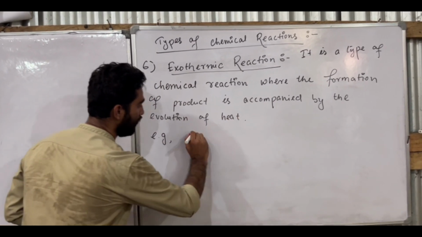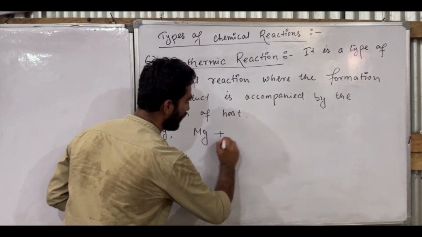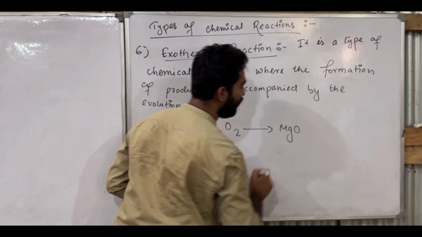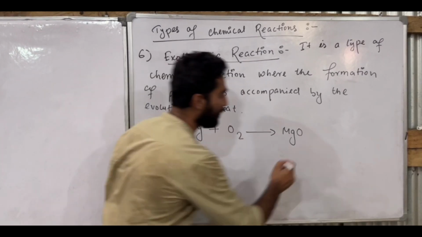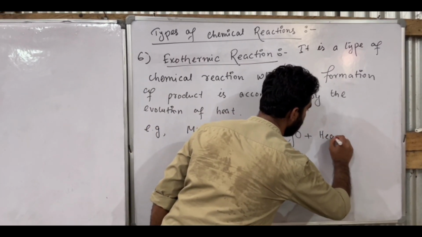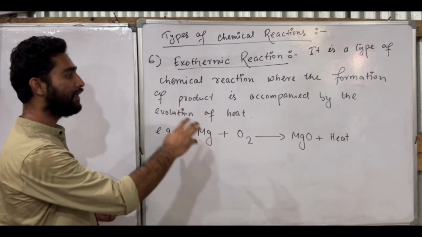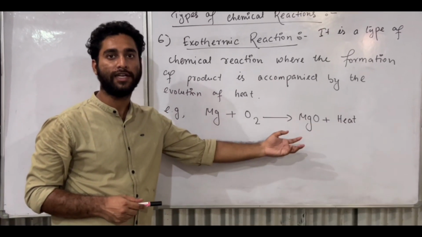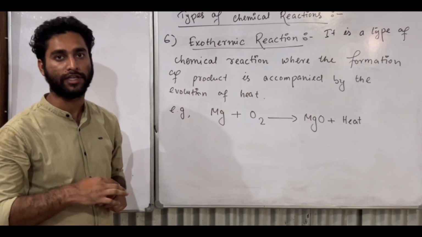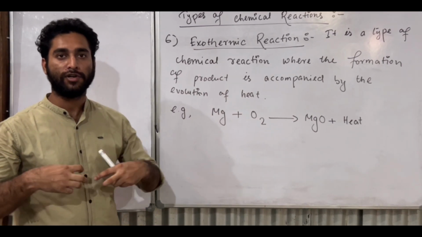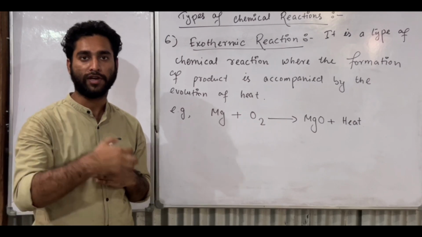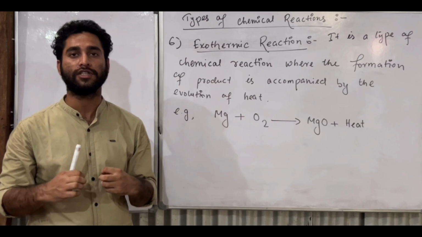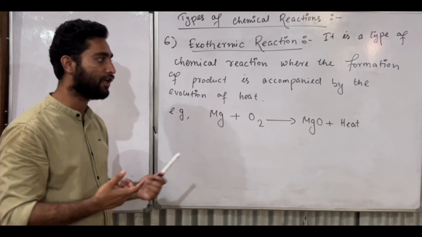Example, when magnesium reacts with oxygen, it forms magnesium oxide, and along with the formation of this magnesium oxide, some amount of heat will be released. So whenever in a reaction, after the completion of the reaction, there is generation of heat, it is an example of an exothermic reaction. For example, in our body the respiration process takes place. The food is broken down into energy in the presence of oxygen. So this is called respiration. Respiration also is an example of an exothermic reaction.